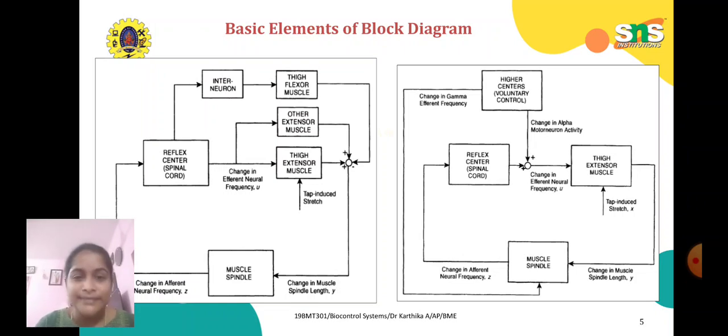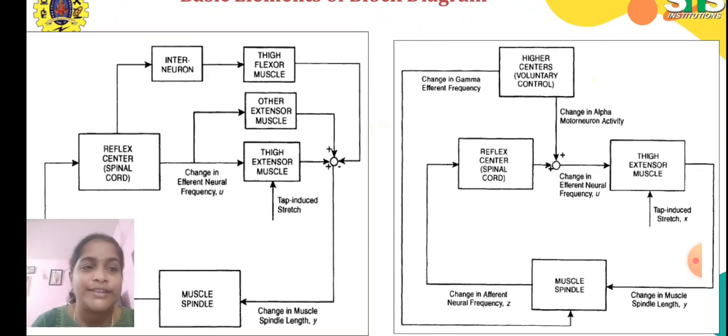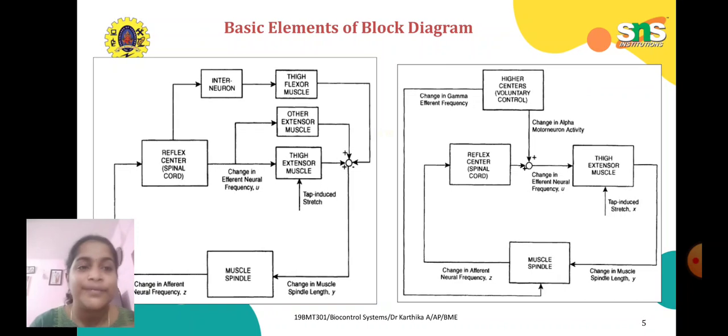Here we have one more element, the change in alpha motor neuron activity. See here, the change in gamma afferent frequency, the change in alpha motor neuron activity, the change in afferent neural frequency U, tap-induced stretch X, change in muscle spindle length Y, and change in afferent neural frequency Z are considered as physiological elements to calculate the control system transfer function output.